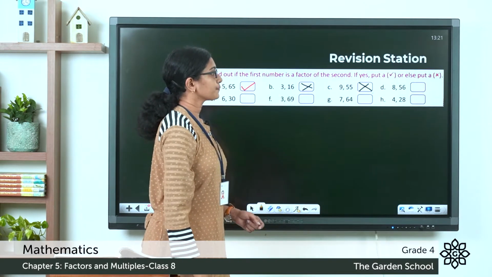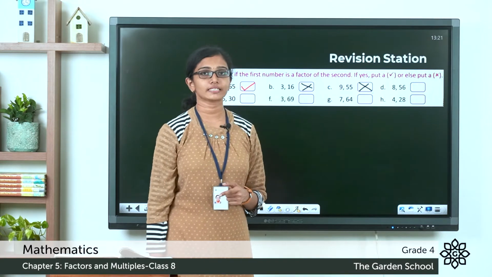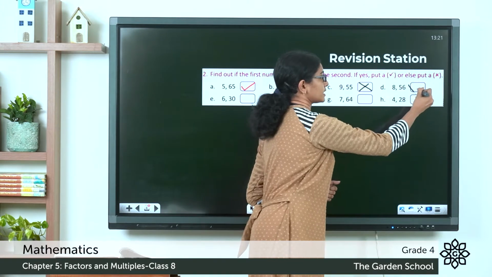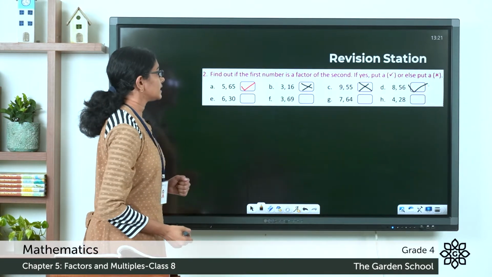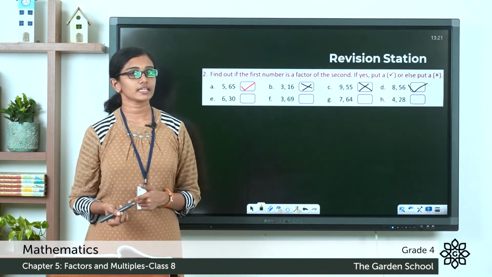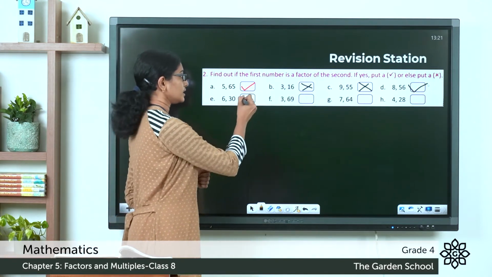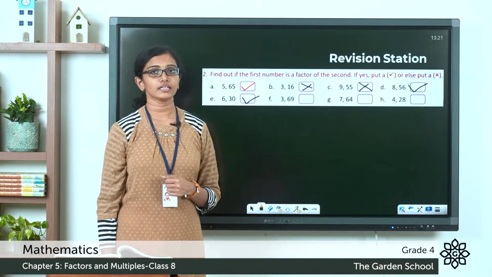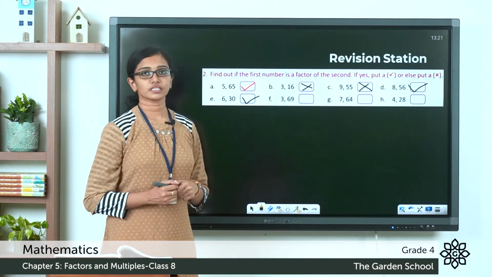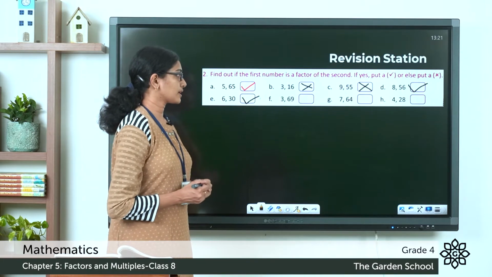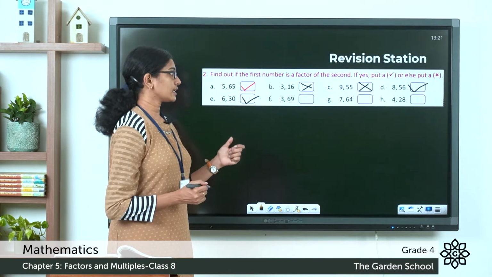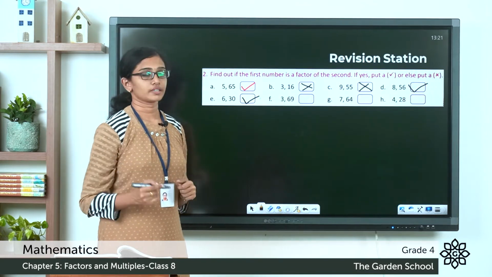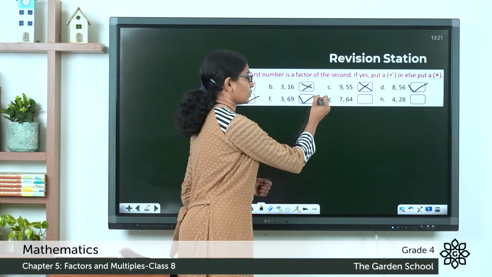Now, what about D? 8 and 56. We know 8 sevens are 56. So, 8 is a factor of 56. So, let's put a tick there. Now, question E, 6 and 30. 6 fives are 30. So, 6 is a factor of 30. So, let's put a tick over there. Now, question F, 3 and 69. Is 3 a factor of 69? Is there any number which can be multiplied with 3 to get 69? Yes, we know 23 threes are 69. So, 3 is a factor of 69. So, let's put a tick over here.